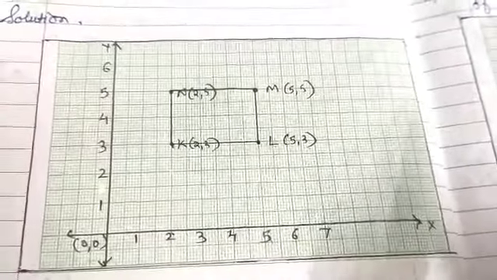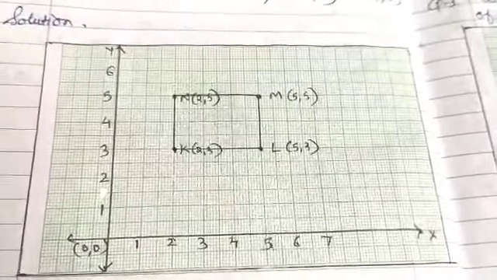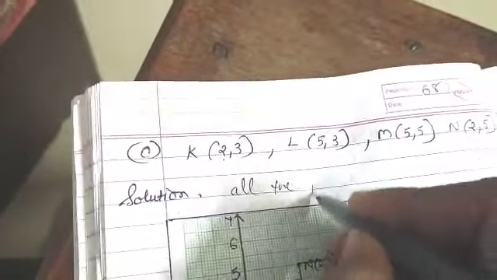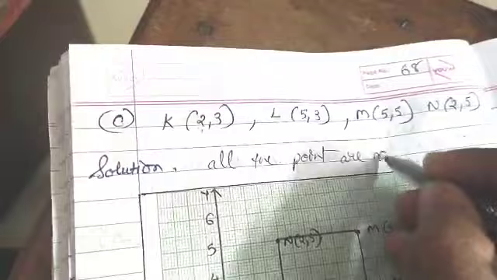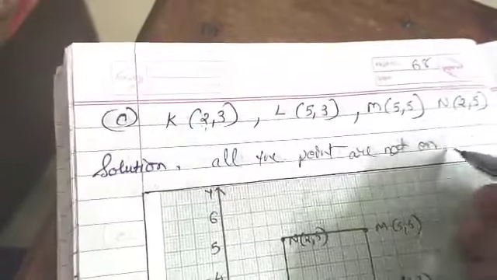From this we found that all the points are not on a straight line. So you have to write it over here. Solution: all the points are not on a line.